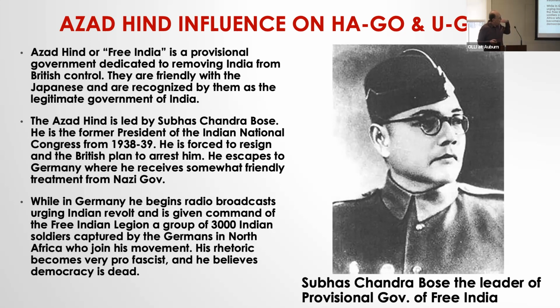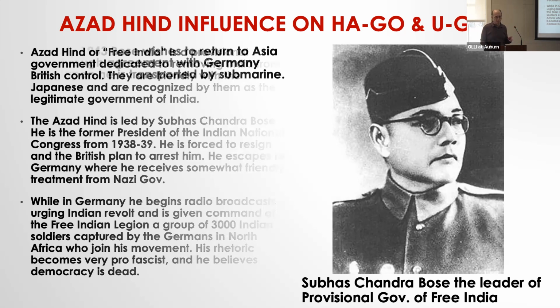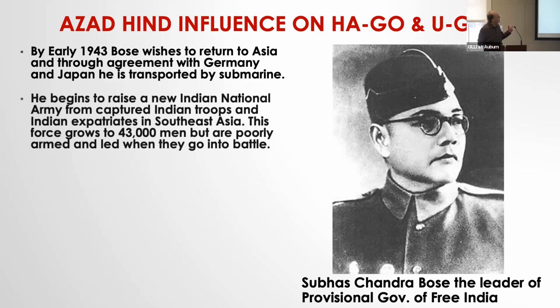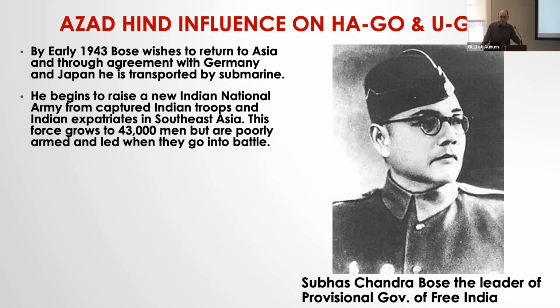And then, as time goes on, he becomes more and more supportive of fascism. He believes actually that democracy is dead and he should be the ruler of India, a fascist ruler. Well, he can't do much when it comes to being in Germany. So he gets on a submarine and he sails to Singapore. Well, now he's in Singapore, and now he can do a lot more in order to aid the Japanese than he certainly could do in Germany with just basically radio broadcasts of 3,000 people. And so he begins to create a new Indian National Army.